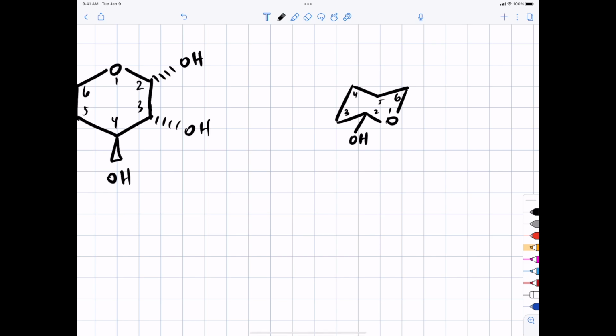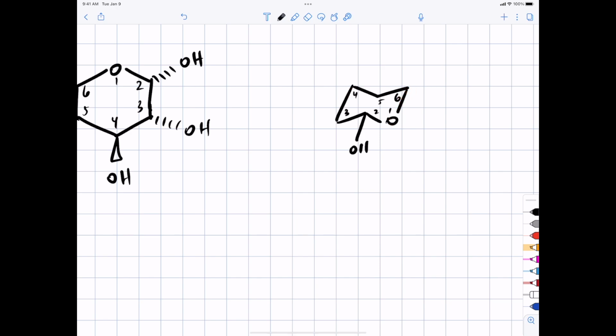Equatorial down, and I'm going to draw it parallel. The front carbon 2 and the back carbon 5 are often difficult to deal with because you have to really have a sense for perspective. If you get lost, just remember that the equatorial substituents on either of these carbons need to be parallel to these bonds on the edge.